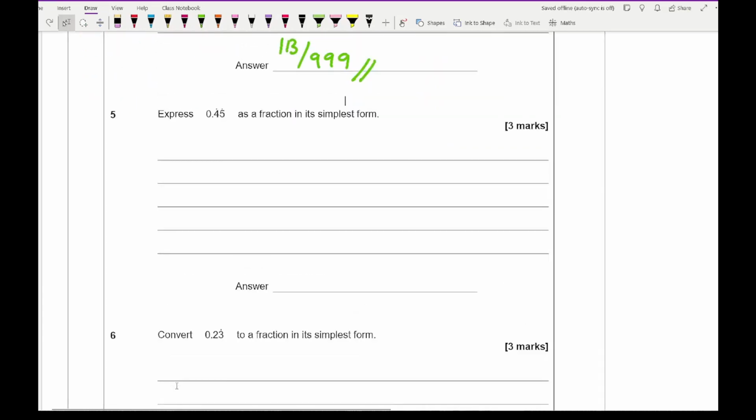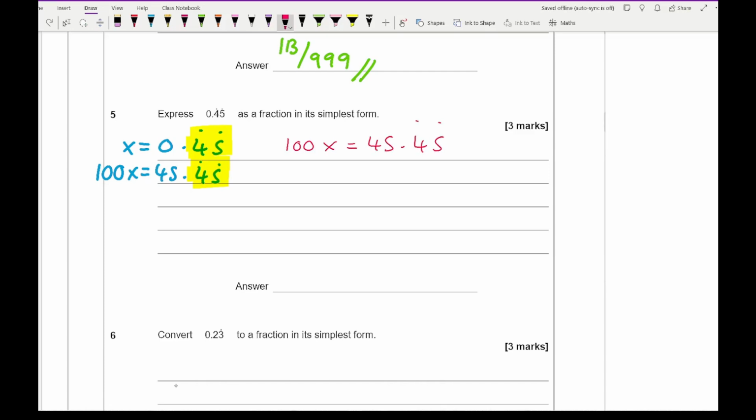Moving on to question 5, it says 0.45 recurring. So again, make it equal to x. Now here I've got two numbers repeated in the pattern, so I'm going to multiply by 100. So I get 45.45 recurring. And again, I want two expressions of x where I've got the same repeated pattern after the decimal point. So from this, I've got 100x equals 45.45 recurring. I've got single x, which is 0.45 recurring.